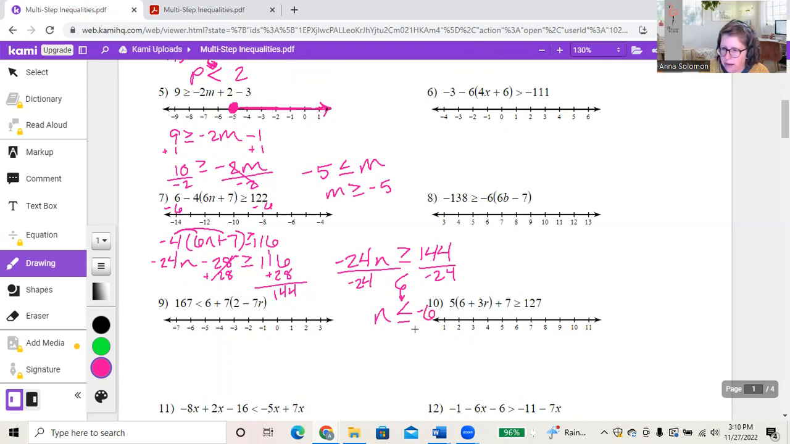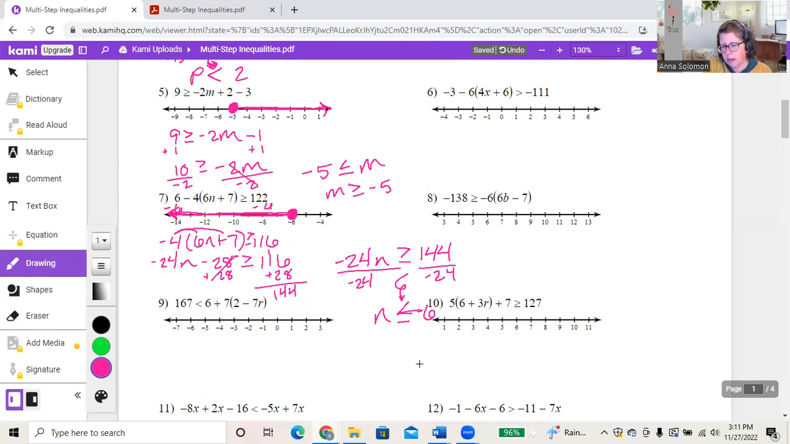All right, so n is less than or equal to negative 6. Here's negative 6. And is that going to be an open or closed circle? It's going to be closed, right? Because it is equal to. And then the arrow will go that way because that's where all the lesser numbers are. And that's the way that it looks right here.